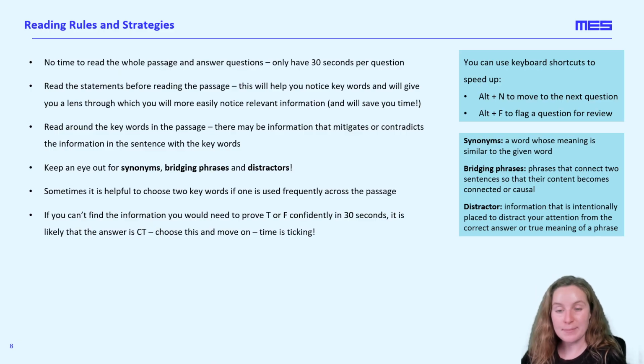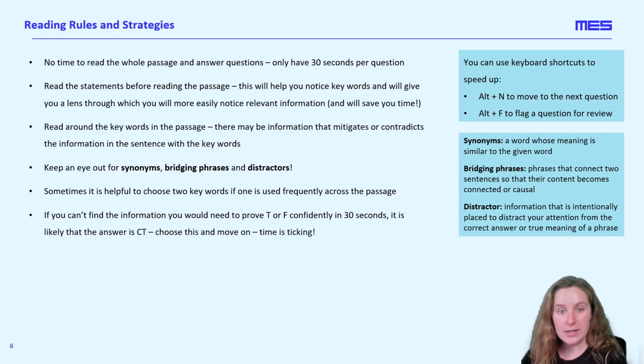Oftentimes, examiners will also neglect to put in a bridging phrase to test to see if you are keeping in mind and critically looking at each sentence and thinking, is there a definite relationship between these two sentences, or are they just next to each other? A bridging phrase is a very good way to ensure you are aware of the relationship between sentences.